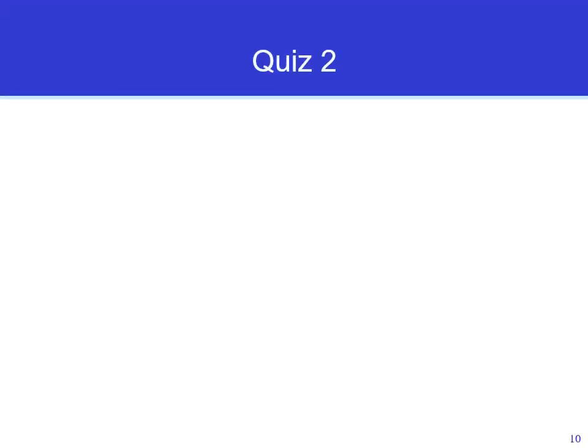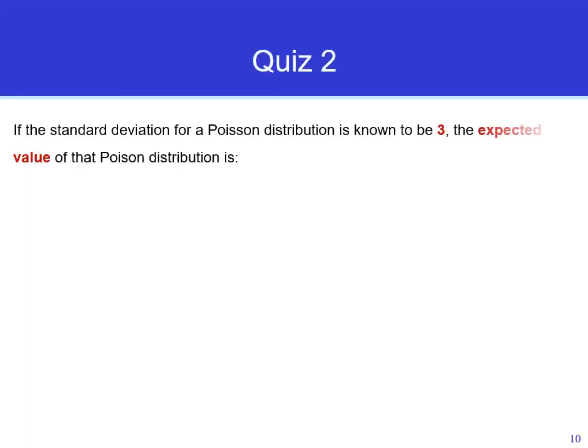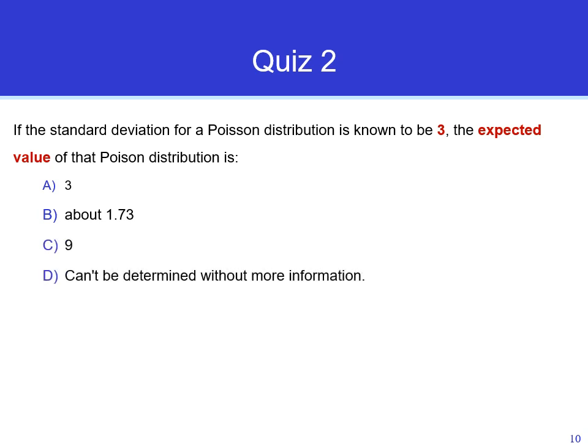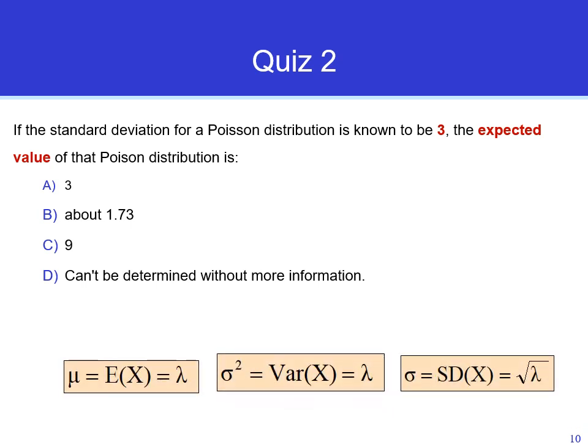Let's do a quick quiz. If the standard deviation for a Poisson distribution is known to be 3, the expected value of the Poisson distribution is A, 3; B, about 1.73; C, 9; and D, cannot be determined. Which one do we think is the answer? And we have the formula down here. So please take a moment to think about this question and then come back to see the solution.